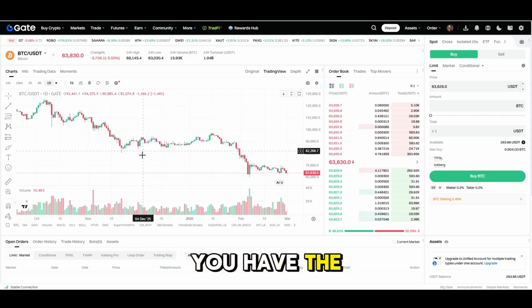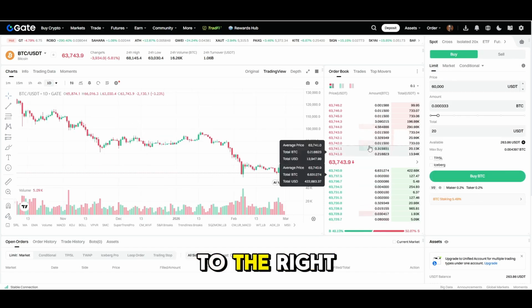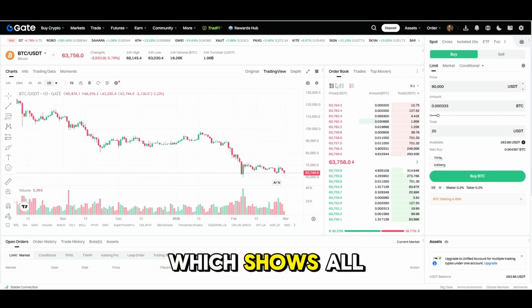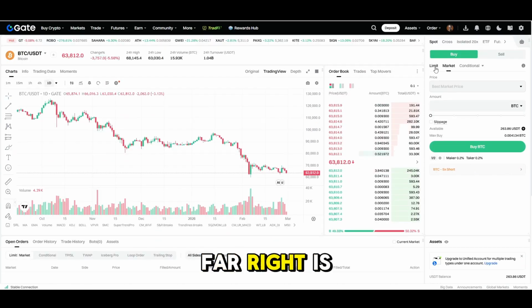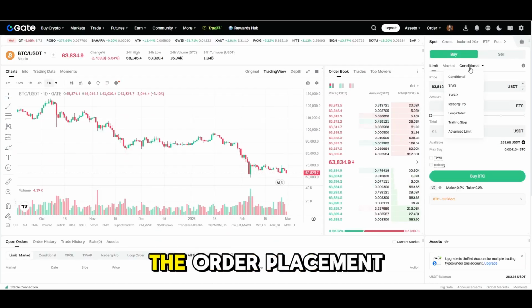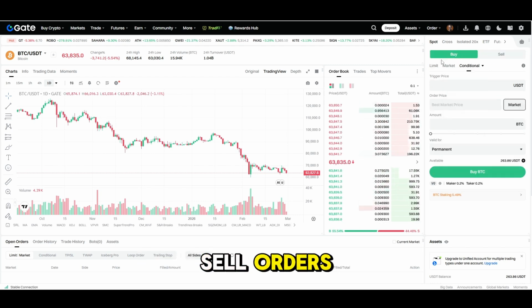In the center, you have the price chart, which shows the historical price movement of the asset. To the right, you'll see the order book, which shows all the current buy and sell orders from other traders. And on the far right is where the magic happens, the order placement section. This is where you'll actually place your buy and sell orders.